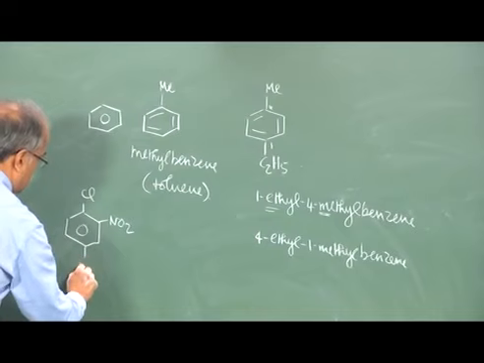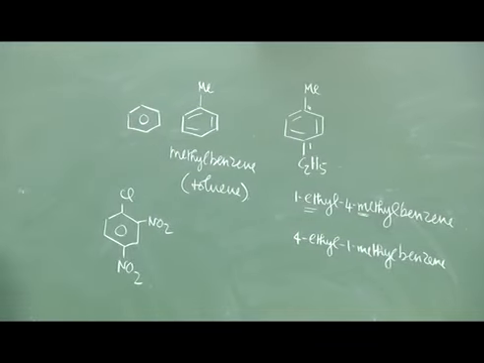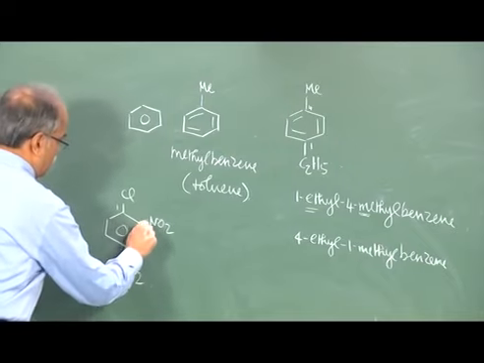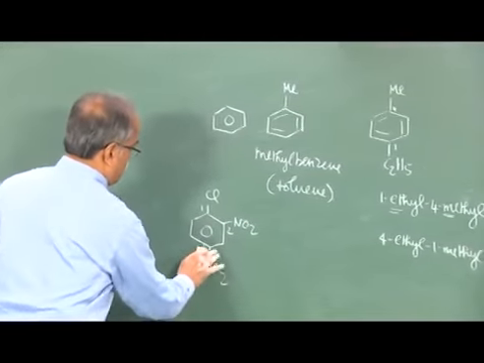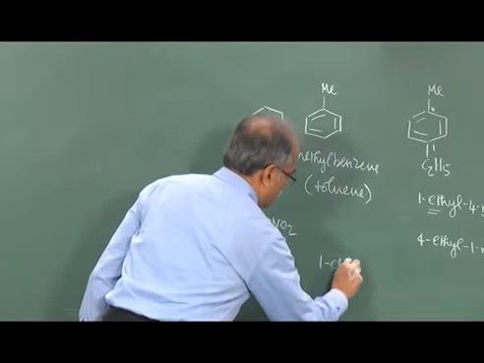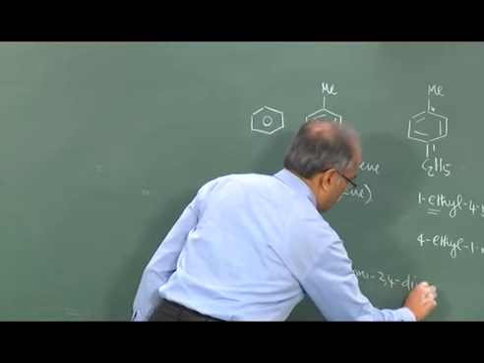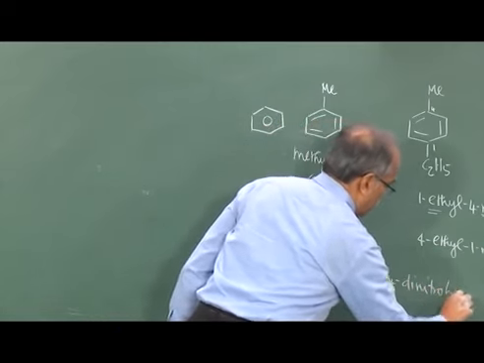If we consider this, the numbering is given such that the lowest number goes to the, sorry, this is a 4 position. So, this would be 1 chloro 2,4 dinitro benzene.